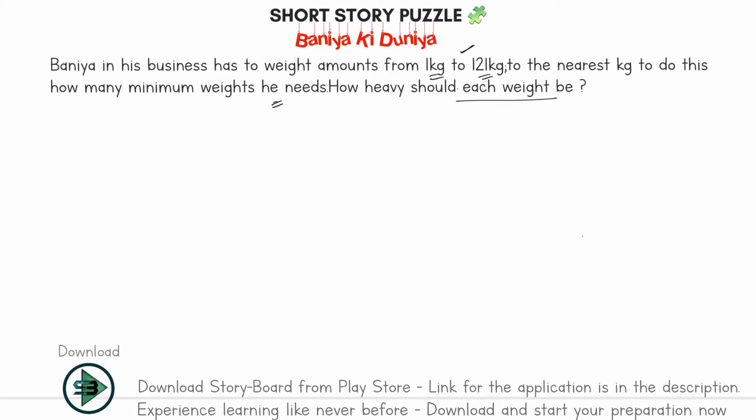Okay, so that is my question here. So what is it that he wants to measure? He wants to measure anything in the range of 1 kg to 121 kg. So if I give you any weight in between, say 81 kg, he needs to measure that. Say 5 kg, he wants to measure that. Say 120 kg, he wants to measure that. Anything in this range he wants to measure. So what are the minimum weights that will be required for him to measure this? Maximum shouldn't have been the problem, but minimum is a problem.